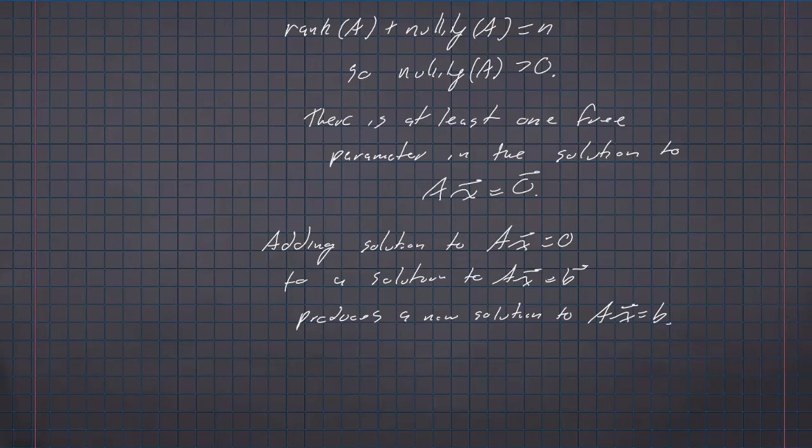And if you take a solution to Ax equals 0 and you add it to a solution to Ax equals b, well, A times that combination will give you 0 plus b, which is just b. So that means that there are infinitely many solutions to Ax equals b as well. So with the vocabulary of rank and nullity in our back pockets, we can prove this theorem that you were taught in high school algebra.